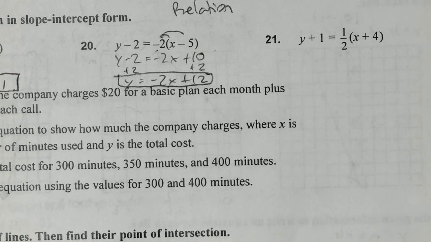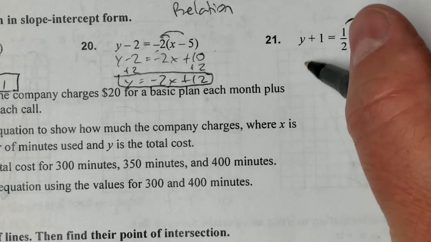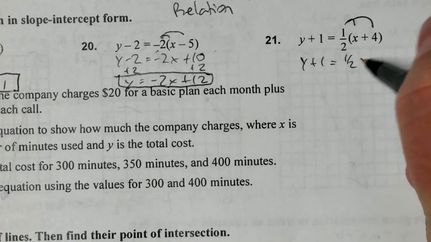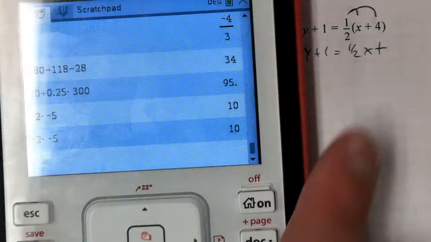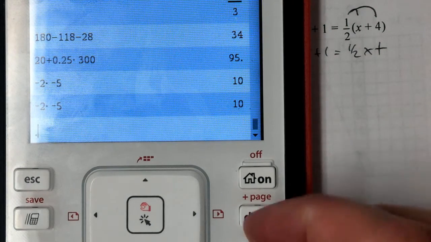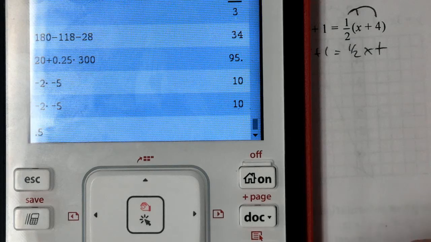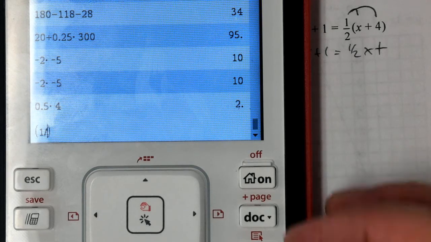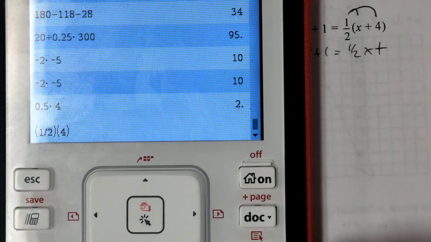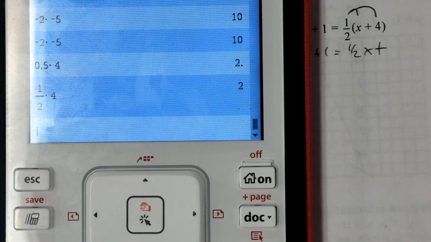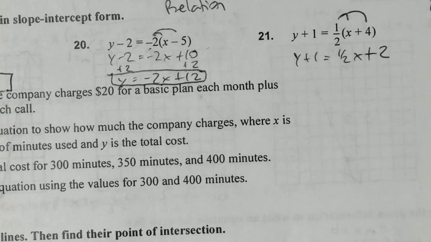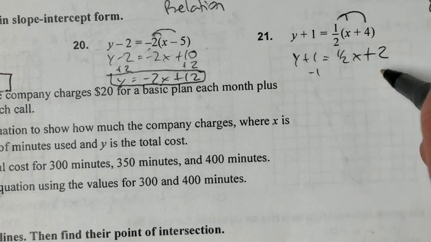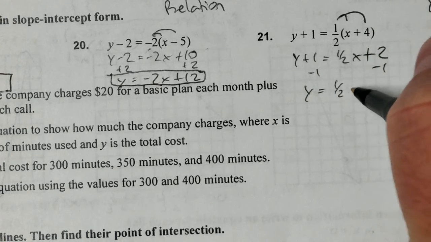On our next one, we want to distribute the half. And so basically we're doing a half times 4. I would recommend typing 0.5 instead because it's fewer keystrokes. But if you'd rather do 1/2 like that times 4, you can. It doesn't really matter. But you do get 2. So half of 4 is 2. And then we subtract 1 from both. And so you get y equal 1/2 x plus 1.